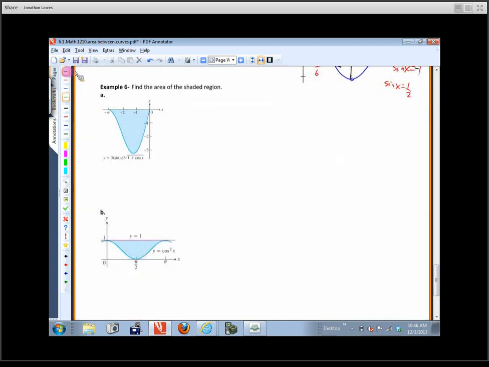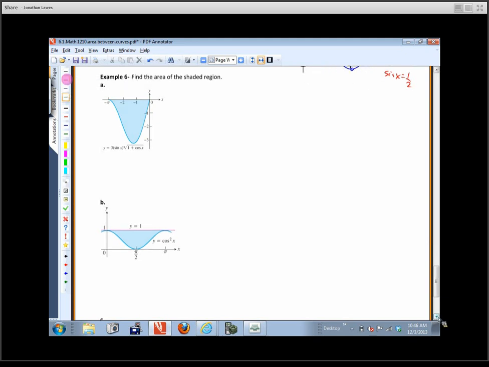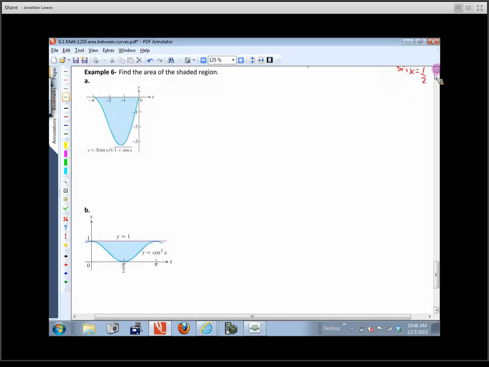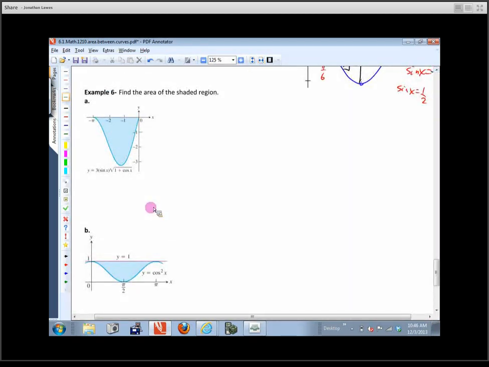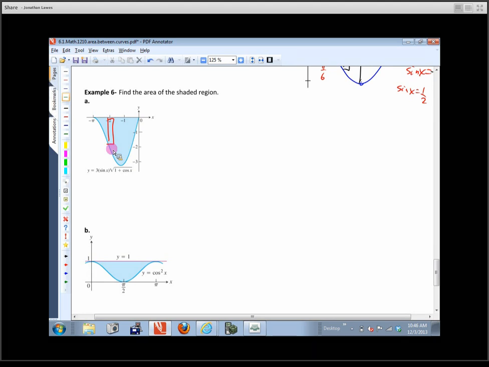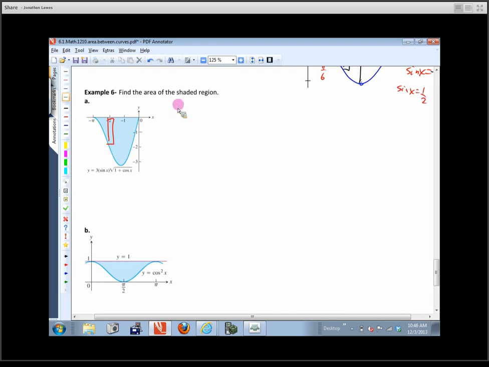We're going to set these up. I don't think we'll have time to do all of these, but we can at least set them up. It says find the area. So if we take a good look at this one, draw a rectangular slice. Do I have the same function on the top the whole time? And same function on the bottom the whole time? I do. So we could do the integral from negative pi, to 0.